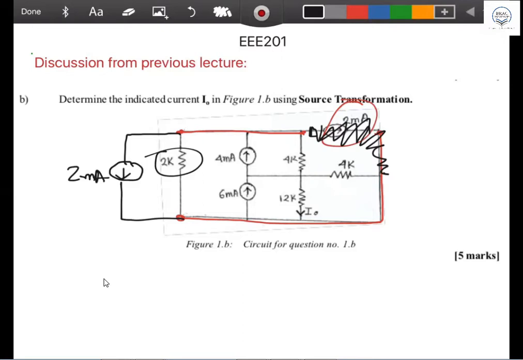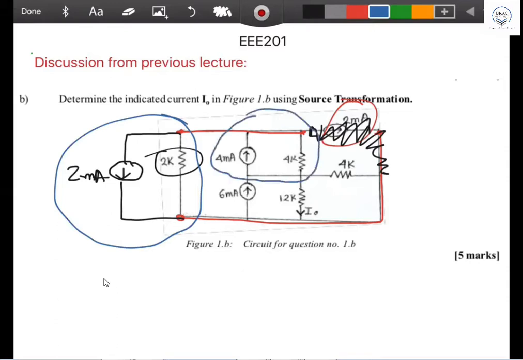Another thing is, your next step is you have to do source transformation. What is this source? It's a current source. You have to convert it into a voltage source. And you can see another current source over here. This is another current source as well, and you have to convert this current source into a voltage source. These two source conversions you have to do simultaneously.